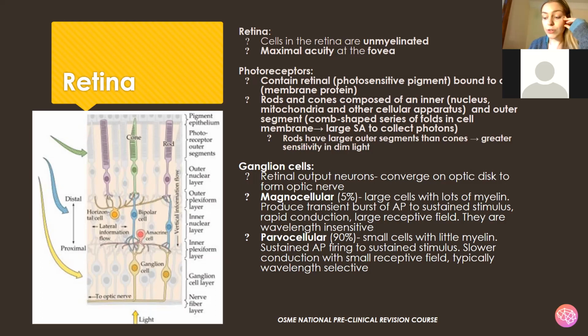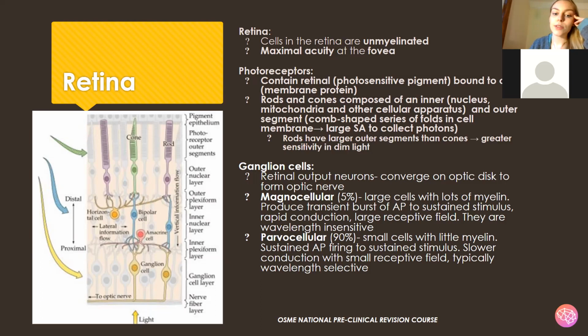We've got 100,000 of these per retina, and they produce transient bursts of action potentials in response to a sustained stimulus. They're also rapidly conductive with a large receptive field, and they're wavelength insensitive.